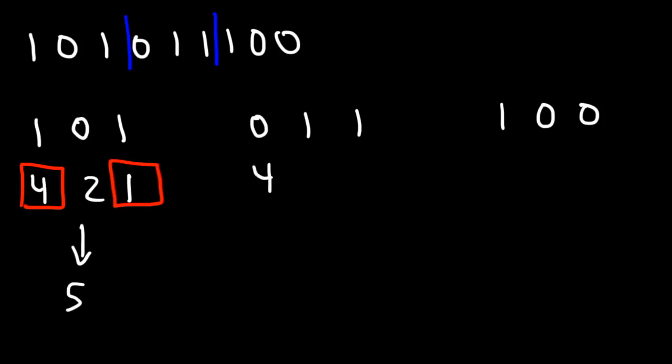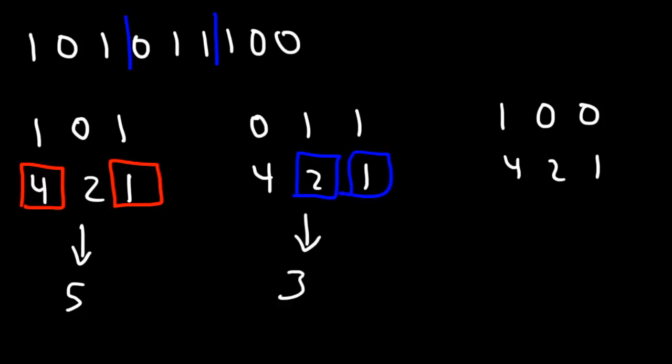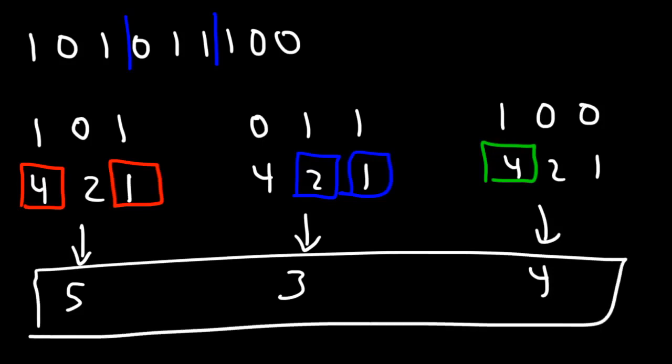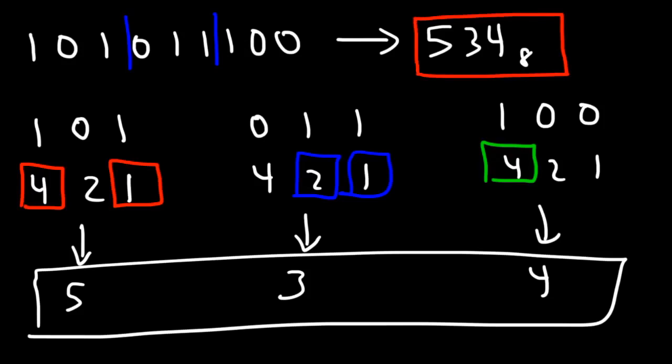Now let's do the same thing for the others. 4, 2, 1. So here we have a 1 associated with the 2 and the 1. 2 plus 1 is 3. And for the last one, we only have a 1 associated with the 4. And so that becomes 4. And now we can see our answer. So therefore, this binary number is equivalent to 534 in the octal system. And we had that number earlier in this video if you want to rewind it.